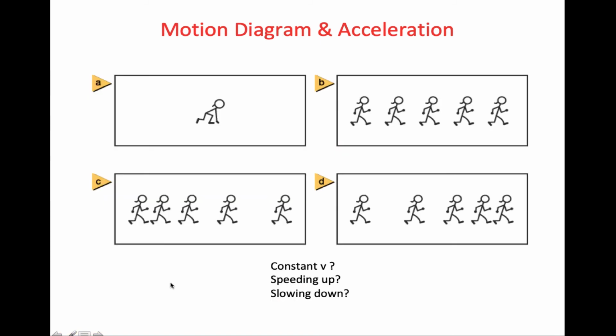Let us look at motion diagrams and acceleration. These are 4 different motion diagrams. Take a minute to figure out in which of the motion diagrams the object is moving at constant velocity, when is it speeding up, and when is it slowing down.